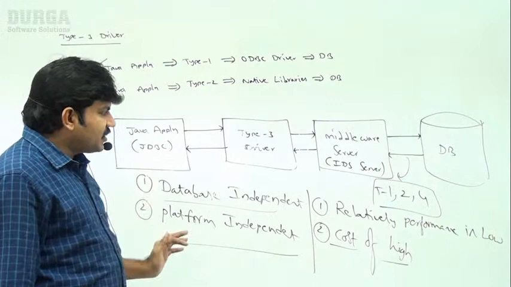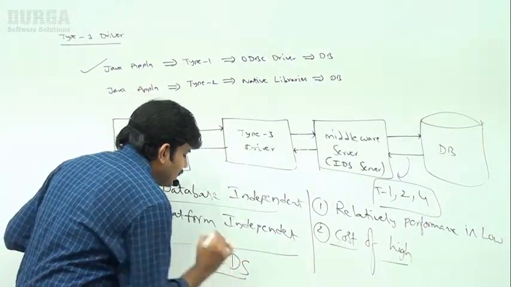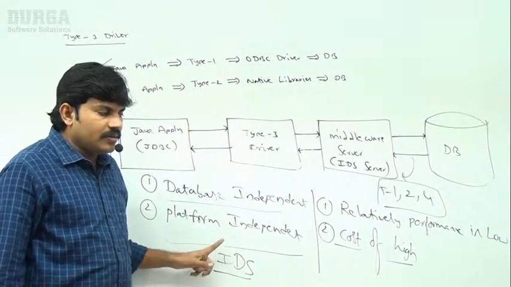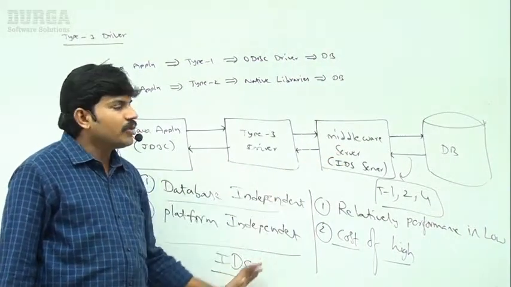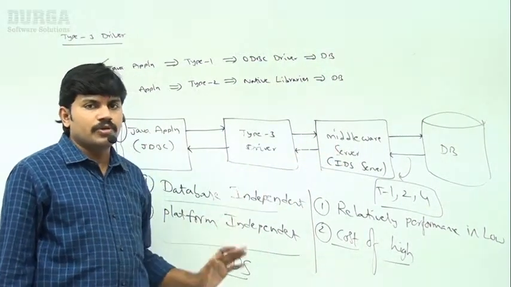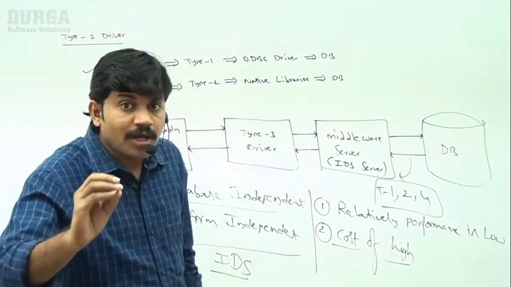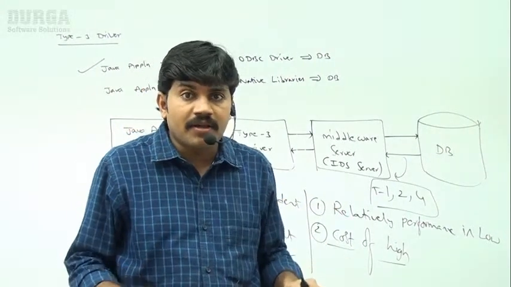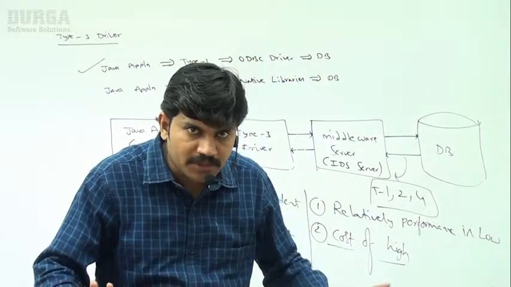Can you please give an example for type 3 driver? Example is IDS driver. Can you spell out what is that IDS, sir? Internet Database Access Server. Are you getting it? Is the middleware server. So by using that, happily we can able to communicate with the database. But anyway, I will explain with a small program how to work with this IDS server or type 3 driver with the program. Then you will get much clarity, right? Clear for all of you up to this?